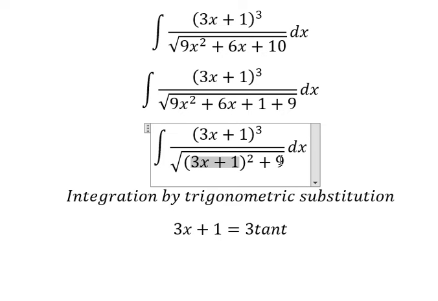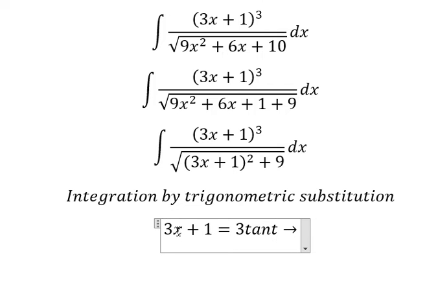Number 9, we can do factorization. Tan t squared plus 1, we change to secant of t squared, and later we simplify the square root and dx.